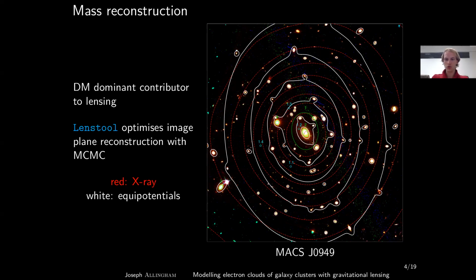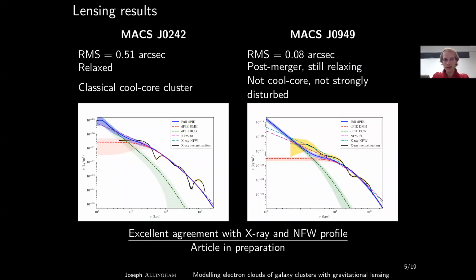Now that we have this reconstruction, let's compare it to X-ray. So in the case of 0242, the reconstruction can appear to be worse because the RMS is larger, but actually it's just due to the fact we have more systems to constrain the data. This cluster appears to be relaxed and cool core, while its counterpart 0949 is probably post-merger, not absurdly disturbed, but not quite cool core either. And we will have to keep that in mind in the rest of our analysis.